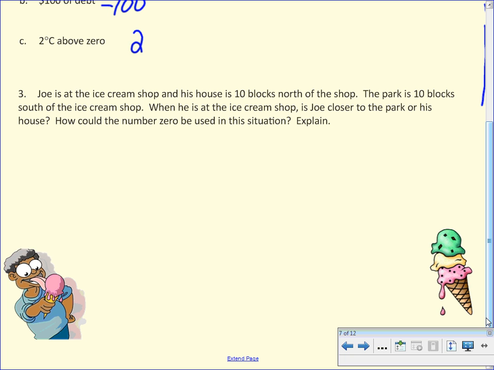Okay, so first of all, if we're talking about north and south, should I be drawing a horizontal number line or a vertical number line? A vertical, and I only see one person, I think, that did that. Okay? So we're going to draw a vertical number line. Now, we're going to start our number line at 0. What would 0 be? What is the starting point for Joe? The shop. Alright, so we're starting at the ice cream shop.